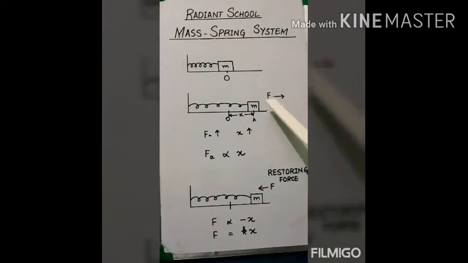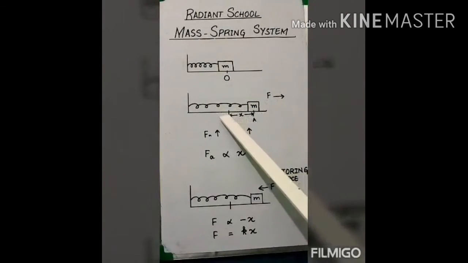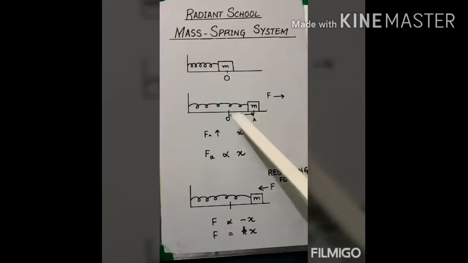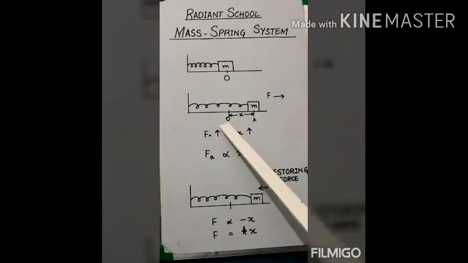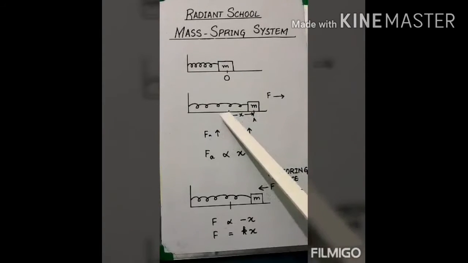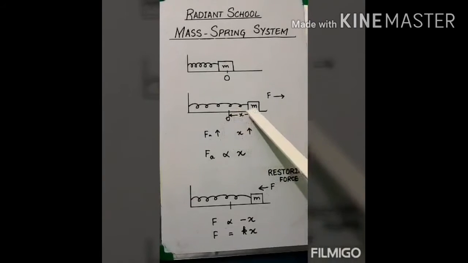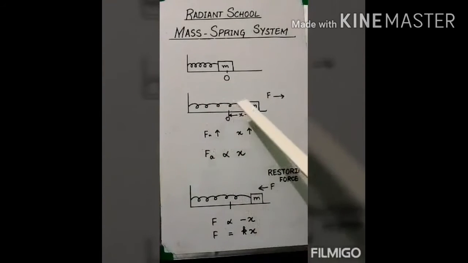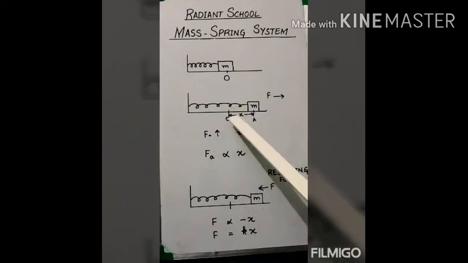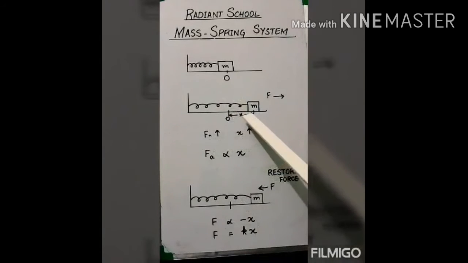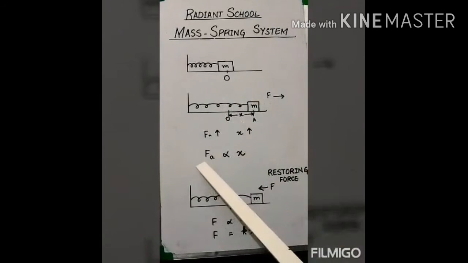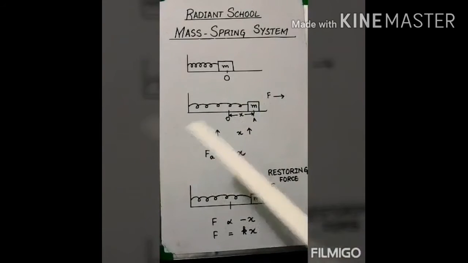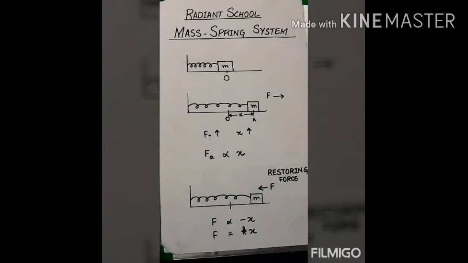Now I apply a force F with my hand on the mass M and I displace it from point O to A. The displacement away from the mean position, you can see, is X. It is natural, the more force we apply, the more displacement will occur. So you can conclude that applied force is directly proportional to X. This is Hooke's law, as we know from our previous knowledge.